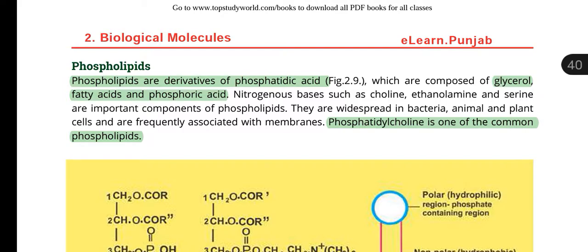What is phosphatidic acid? Phosphatidic acid contains a three-hydroxyl alcohol, glycerol, along with fatty acids and phosphoric acid. In a simple lipid, two components were there, glycerol and fatty acid, but in phosphatidic acid there are three components: glycerol, fatty acids, and phosphoric acid. If we add a nitrogenous base to phosphatidic acid, the resulting compound is a phospholipid. Phosphatidylcholine is an example of a phospholipid.